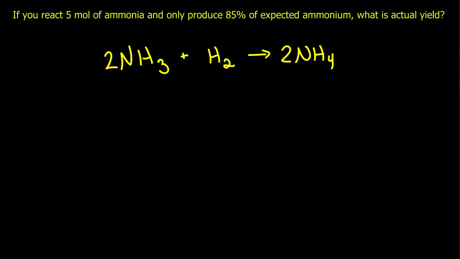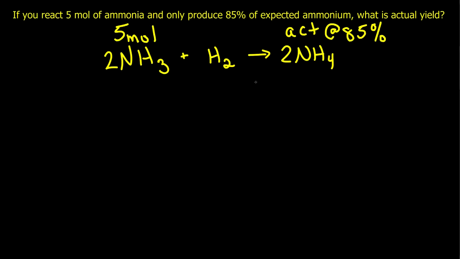Let's do another one. So if you react 5 moles of ammonia and only produce 85% of the expected ammonium, what's the actual yield? So this one's just a little bit different. Same formula though. Instead of looking for the percent yield, we're looking for the actual yield, how much we actually made in the reaction. So let's pick out our information. We react 5 moles of ammonia. NH3 is ammonia, so I got 5 moles. I only produced 85%. What is the actual yield? So the actual at 85% is what I'm looking at.